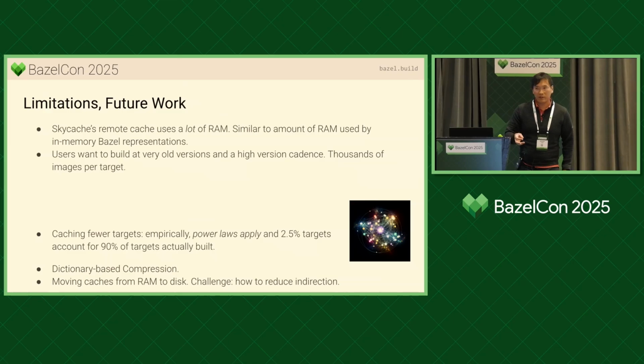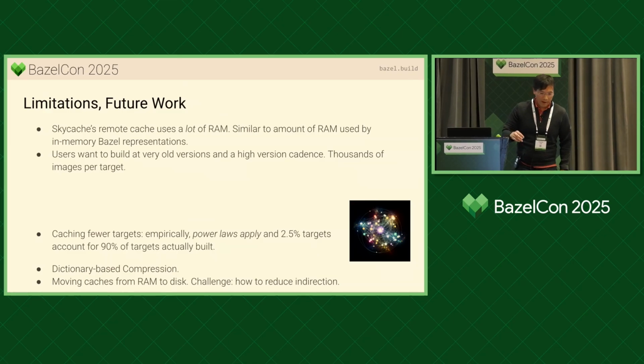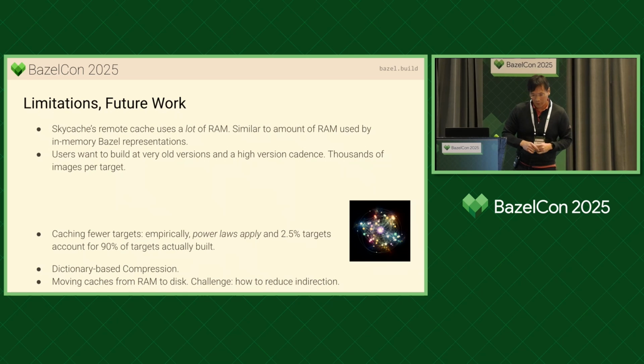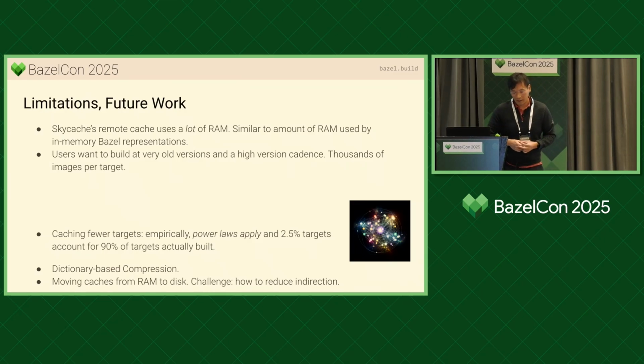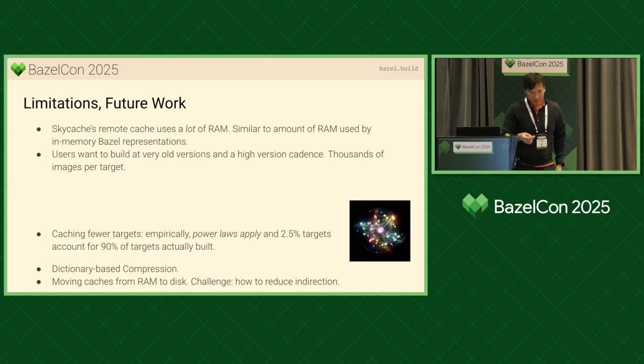We've done an empirical study where we do observe, I think a lot of you may have heard of social networks and power laws. Basically, there's a small number of nodes that account for an overwhelmingly large amount of the links or edges. In this case, it comes down to 2.5% of targets accounting for 90% of targets actually built across a very, very large set of data. So perhaps we can do some targeting of our cache based on frequency.